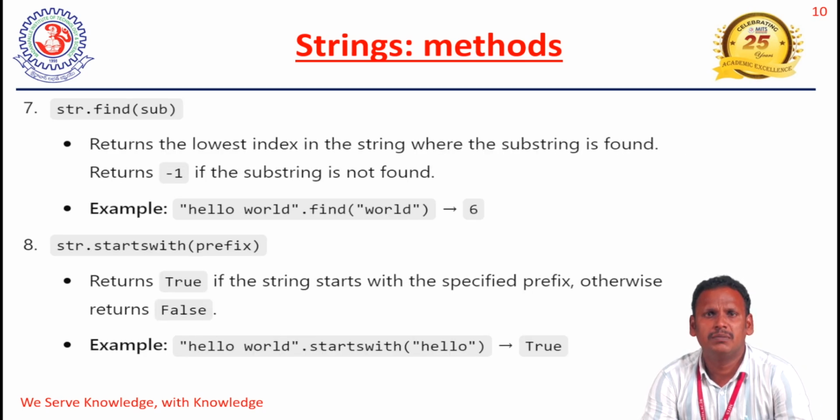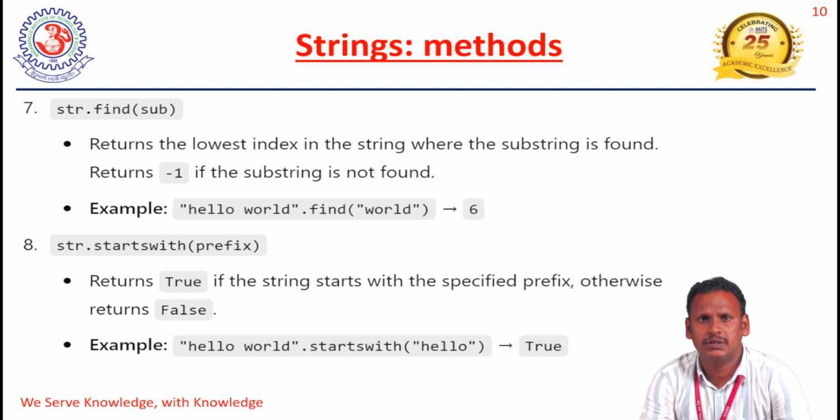Next, string methods. Again, a continuation of string methods. You have find and startswith. The find method will find a substring inside your given string. Your original string is hello world, and you are trying to find world in the hello world string. Yes, it exists inside the string, so it will give the starting index of the world substring. And if the substring is not there inside your string, it returns -1. So if the substring is not found, it returns -1.